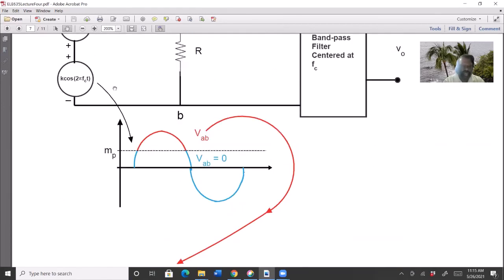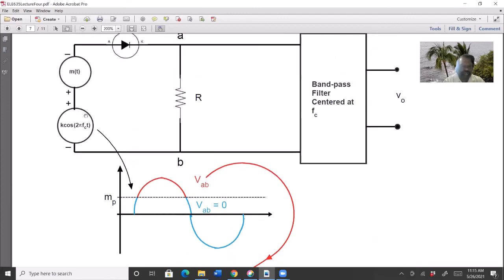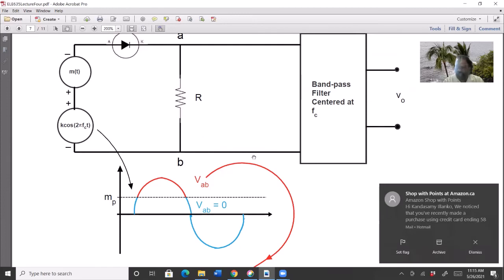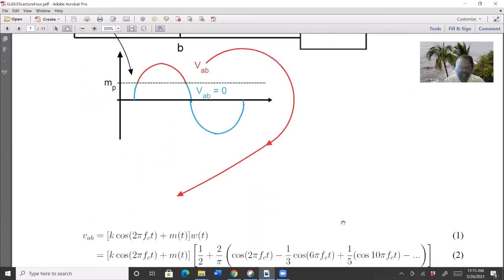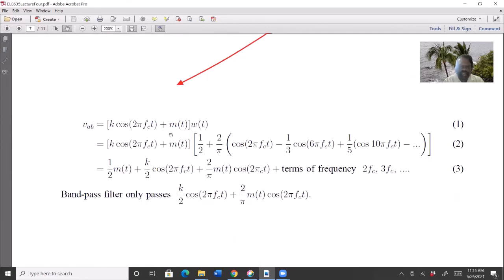If you look at here, you get the addition of these two, and then you get an effect of switching on and off. So you have the addition of this, but then switching on and off is actually the Fourier transform of this, which has the terms at F, 3F and so on. So basically, we have added and then we are switching on and off, and the Fourier transform is this. We encountered this before.